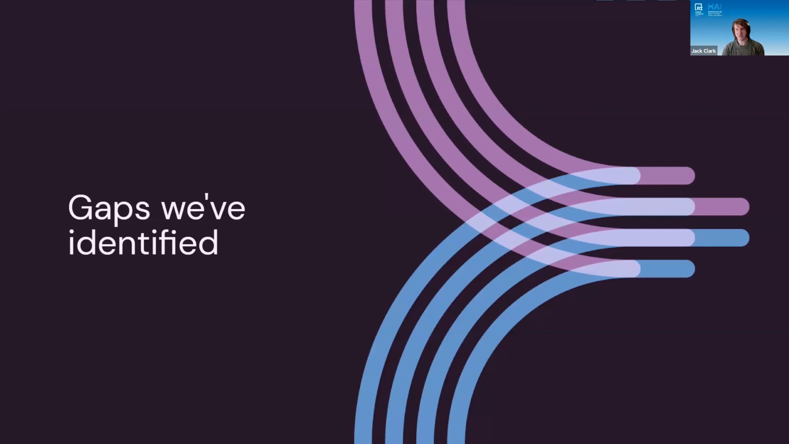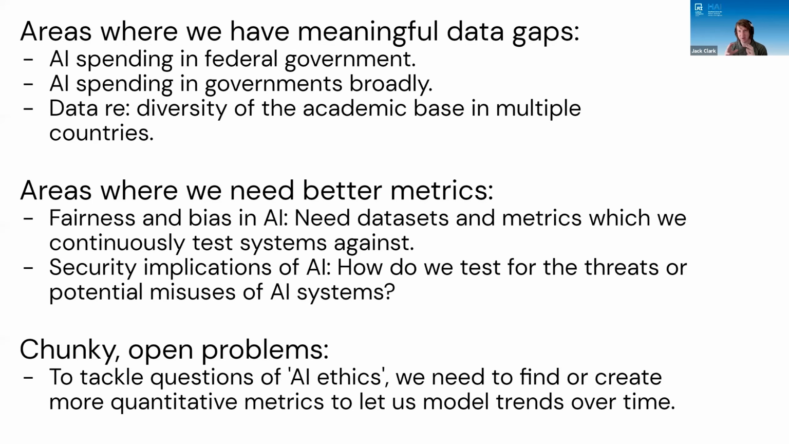Now, as part of doing the index, one of the fun things we get to do, as I've discussed, is identify gaps. We get to identify things that we can't measure or which are challenging to measure today. So here are some of the meaningful things we found that I'll just list for you. And if anyone wants to help or has any of this data, please contact me.